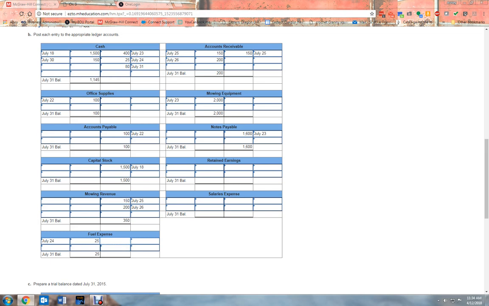So accounts receivable, mowing equipment, notes payable is all done. Salaries expense, let's talk about it for a minute. I only paid my employees one time during the month on July 31st. So they paid him $80, therefore a debit entry, and salaries expense has an $80 debit balance. Now, retained earnings, you might find a little confusing. What is my balance in retained earnings going to be? And I say, I don't see anything that has anything to do with retained earnings.